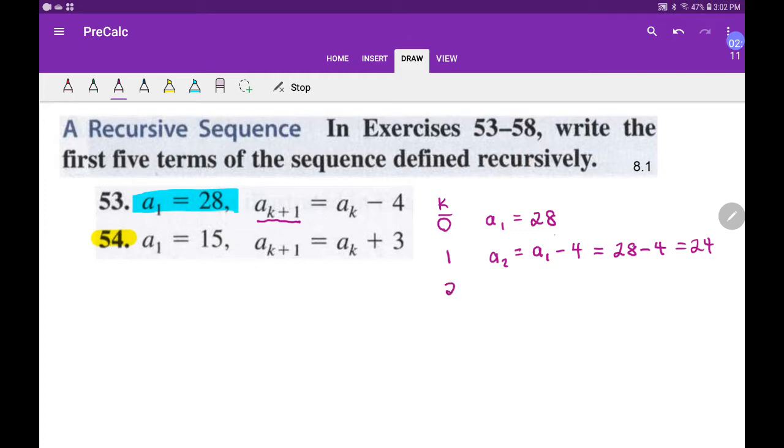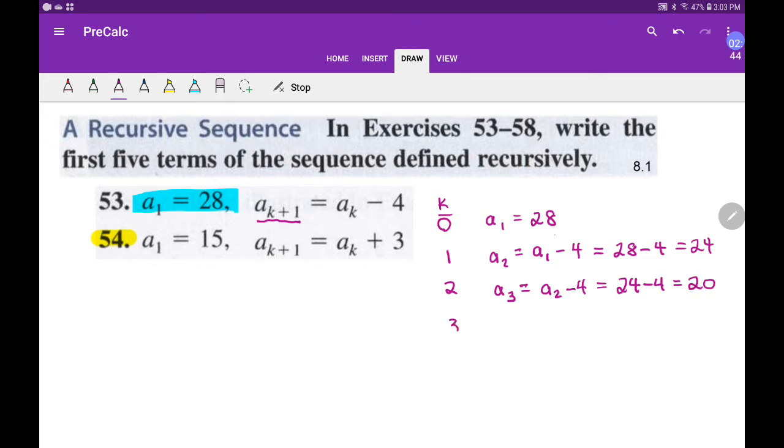Okay, when k is 2, now that means a sub 3, because I'm always adding 1 to my k here. And so that says a sub k plus 1, now it's 3, so now I have a sub 2 minus 4. I'm always subtracting 4. So what was a sub 2? A sub 2 was 24. And I subtract 4, and I get 20.